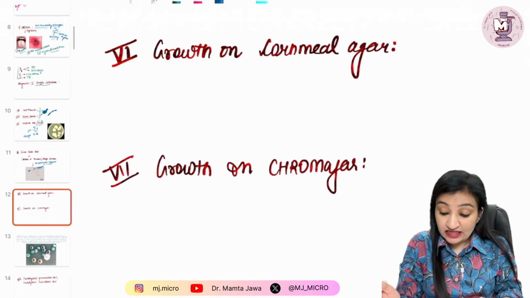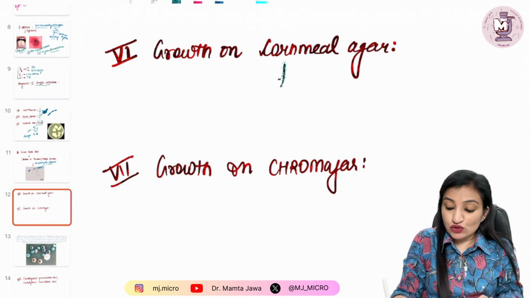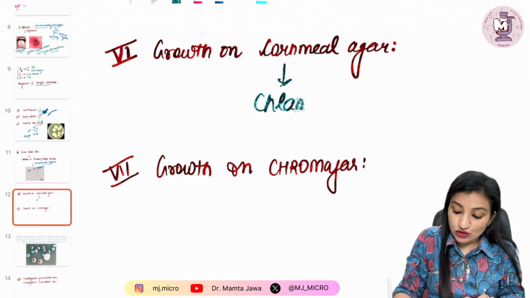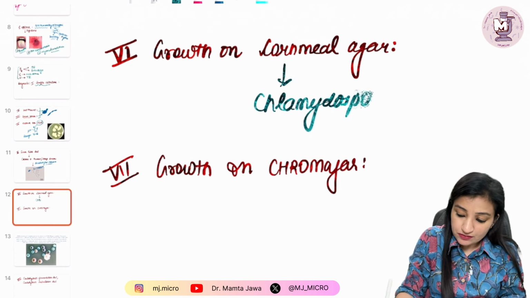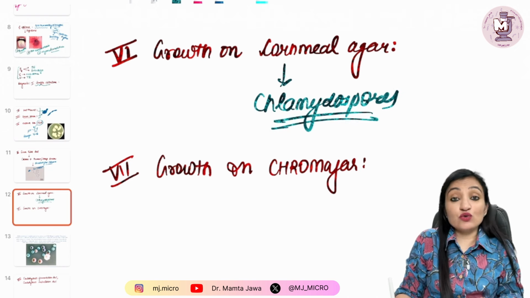Remember this. Then growth on cornmeal agar can also be done to demonstrate the formation of chlamydospores, which I talked about before. And then growth on CHROMagar.